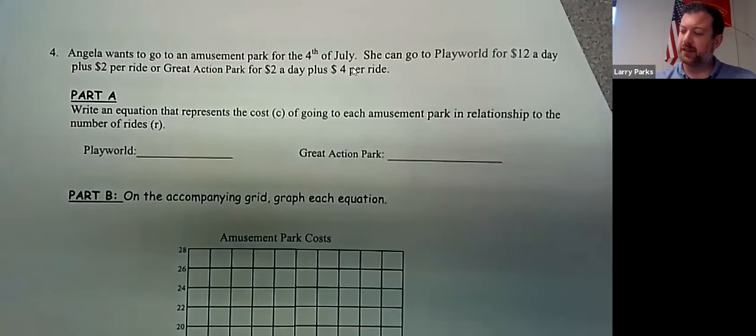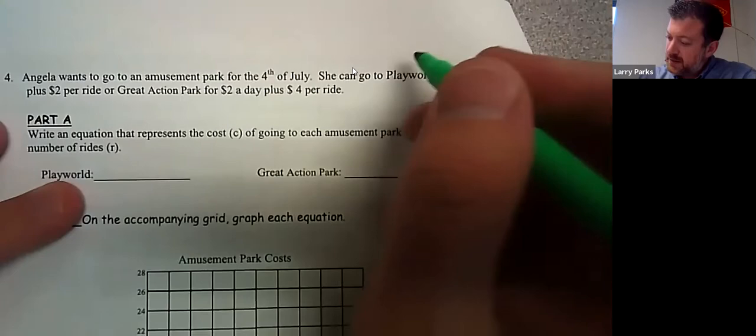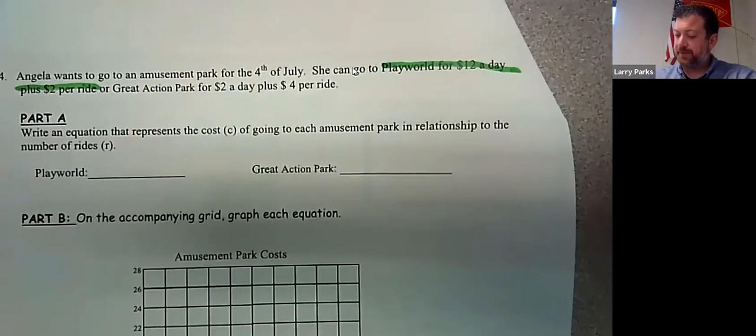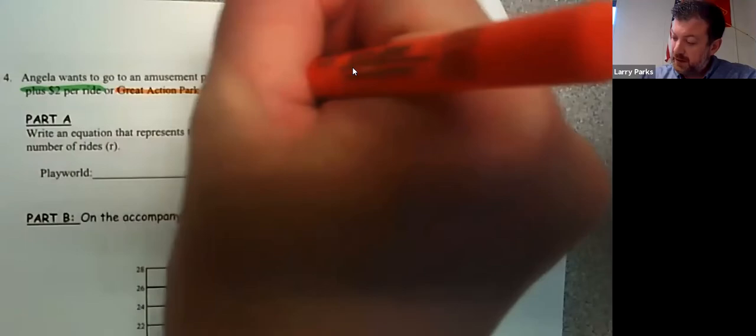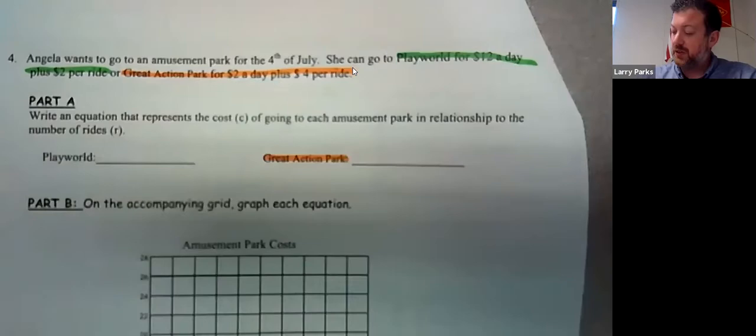So sometimes what I like to do is highlight, let's see, Play World is $12 a day, $2 per ride. And then Great Action Park, helps me keep things straight. And then let's see, this is orange and this is green. Okay.